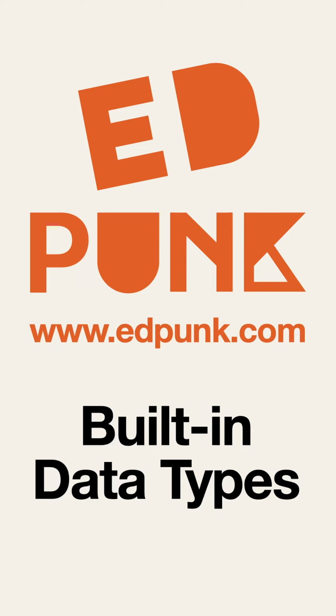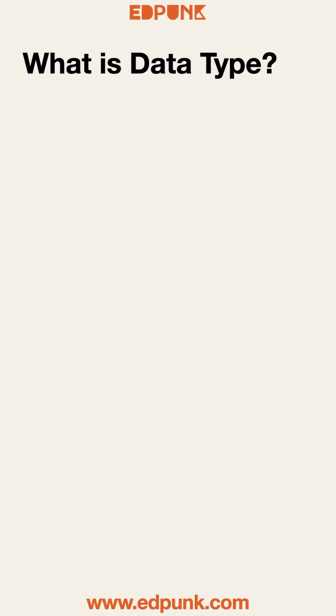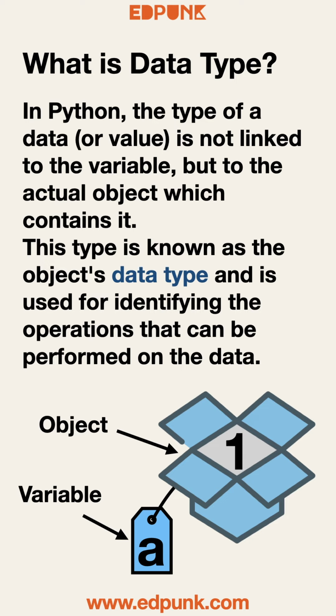Hi friends, in this video, we will explore more about the various built-in data types available in Python. The first question that might pop up in your mind is what exactly is a data type? As discussed in the previous video, we now know that in Python the type of the data is not linked to the variable but to the actual object which contains it. This type is known as the object's data type and it is used for identifying the operations that can be performed on the data.